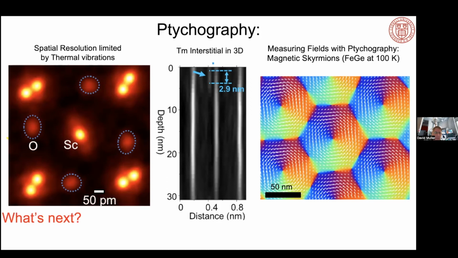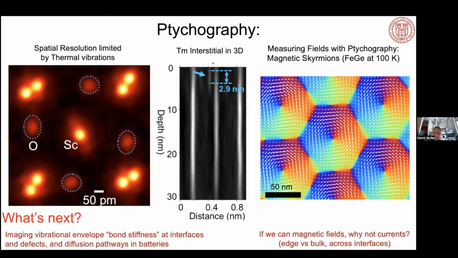So just to wrap up, things we want to do next is, of course, looking at bond stiffness at interfaces, and then start to image some topological currents inside topological materials.